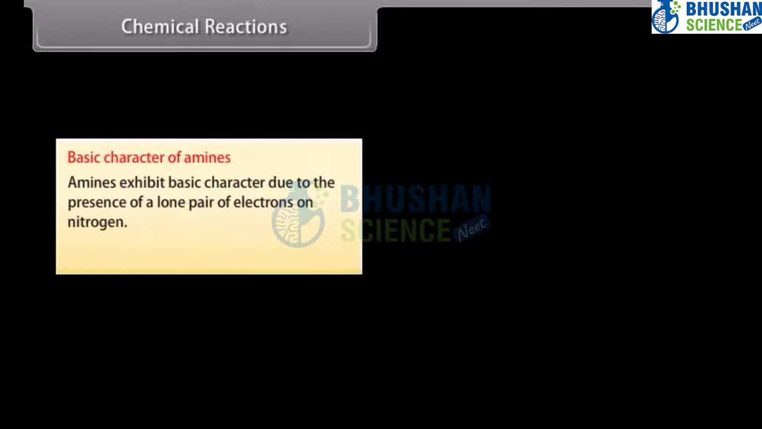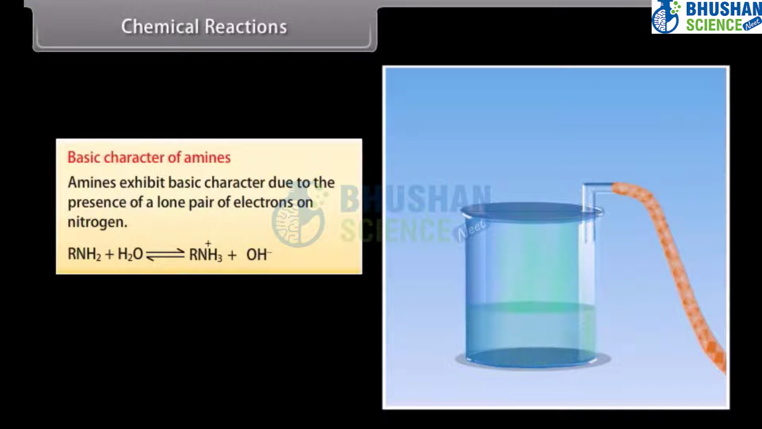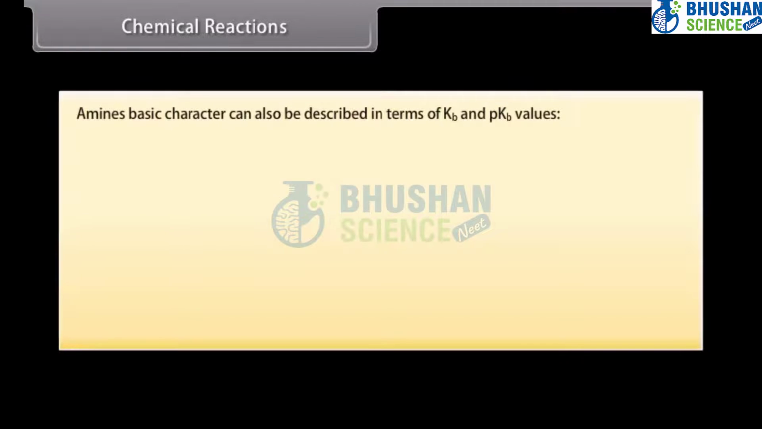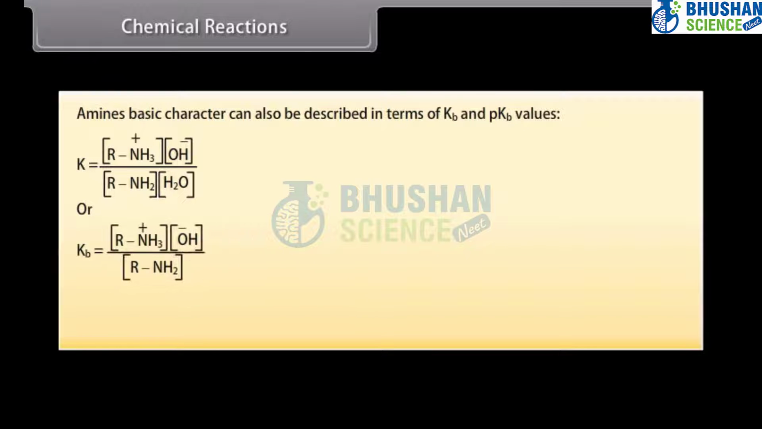Amines exhibit basic character due to the presence of a lone pair of electrons on nitrogen. They are stronger bases than water and are therefore protonated by water in their aqueous solutions. The basic character of amines can also be described in terms of Kb and pKb values. The value of Kb can be written as shown, from which the value of Kb can be inferred. Now pKb is equal to the negative logarithm of Kb. A greater Kb value or smaller pKb indicates a stronger base.